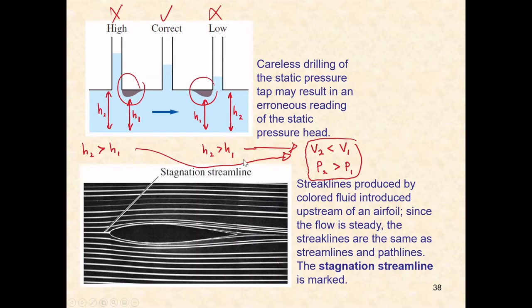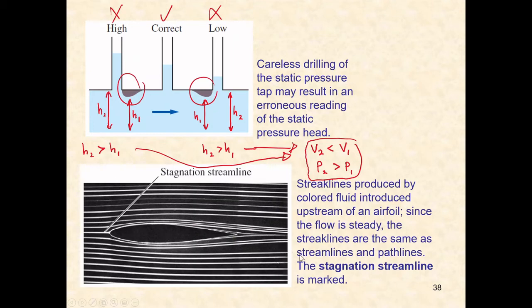And then the figure below shows a streak line produced by a colored fluid introduced upstream. Here is an airfoil. You have an incoming fluid, but it is colored so that a camera can capture the flow of the dye through the airfoil. Since the flow is steady, the streak lines are the same as the streamlines and pathlines. The stagnation streamline is marked here. It comes and stops at the peak of the airfoil.